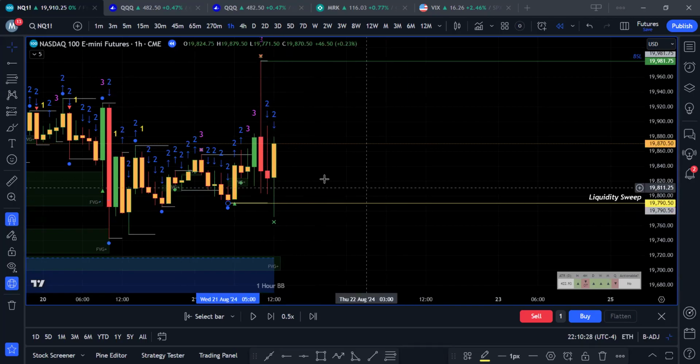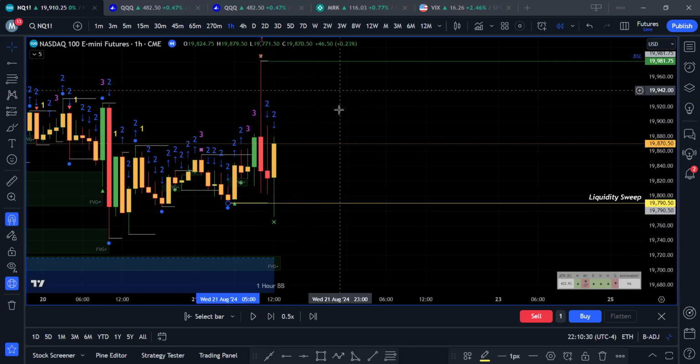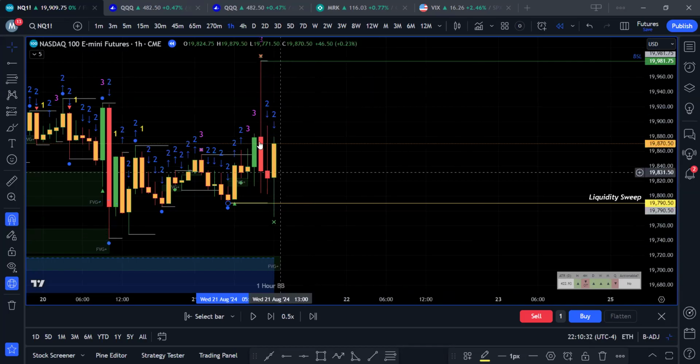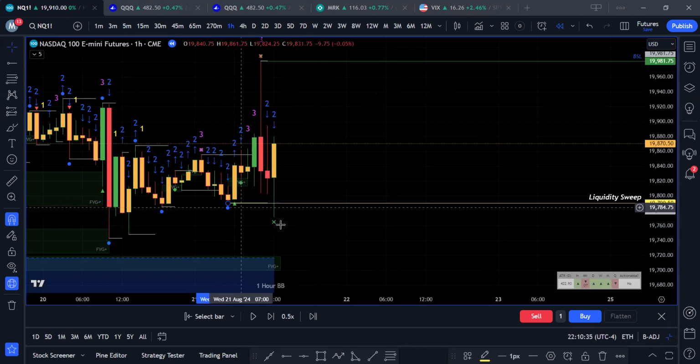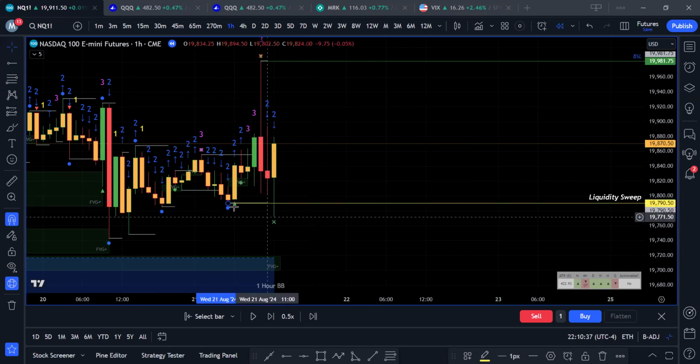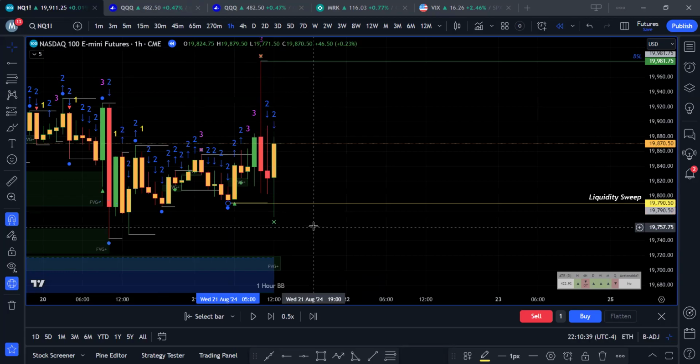If you're a strat trader, you're probably licking your chops. We might be reversing back to the upside. Strat wise, what did this just create? Broadening formation. Just gave you a lower low. There's your broadening formation.